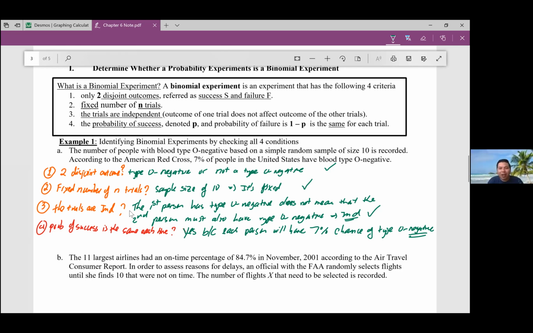Okay, so now we have four students. Victor has type O positive. So we have 3 O negative and 1 O positive. So for the rest, we have a 7% chance of getting type O negative, guys.